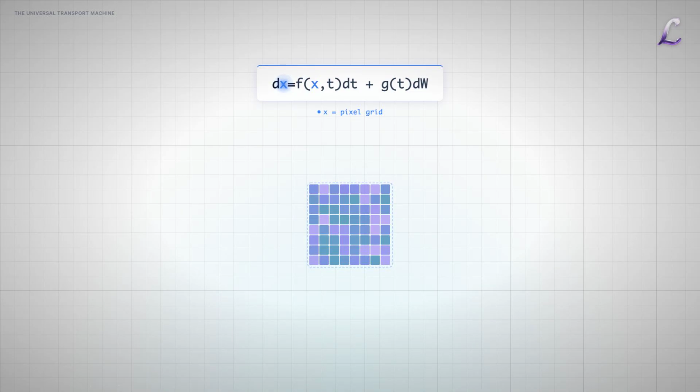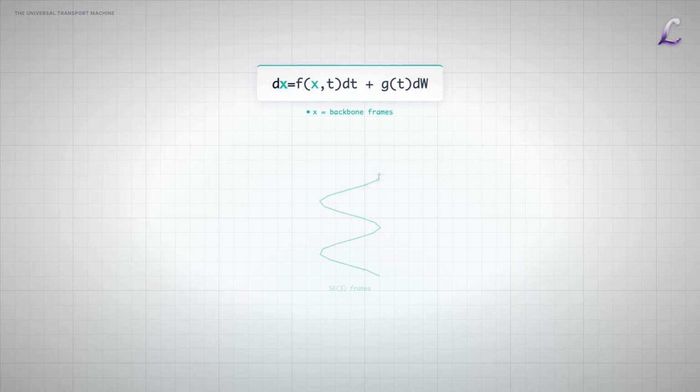Look at the fundamental SDE. dx equals drift times dt plus diffusion times Brownian motion. There is no variable here for pixel or color channel. This equation simply describes the transport of a probability distribution from noise to data. This implies a powerful generalization. If you can define a distribution over a data type, you can diffuse it.